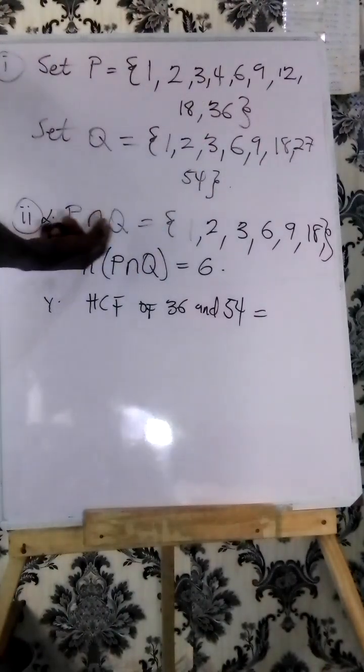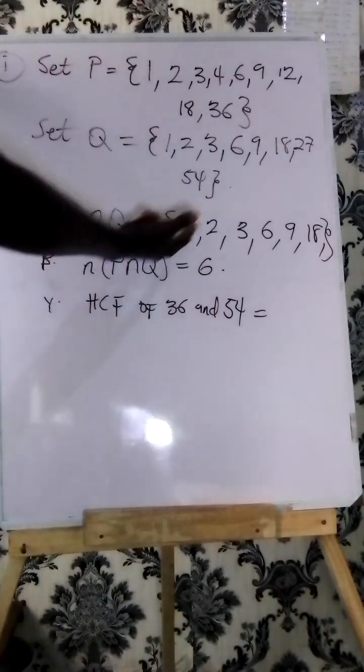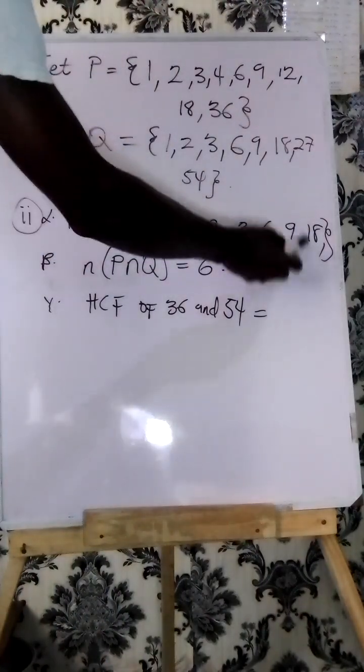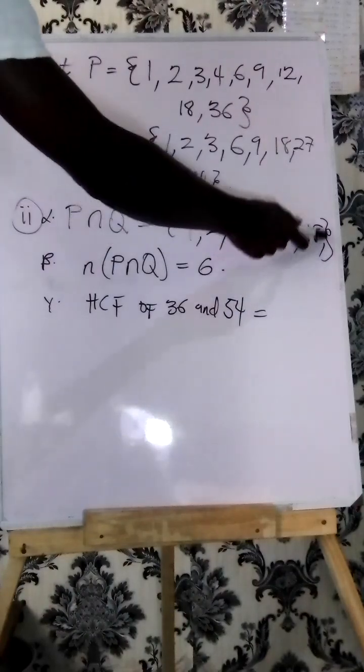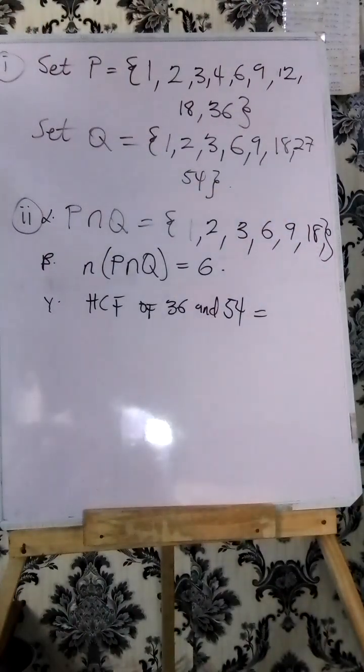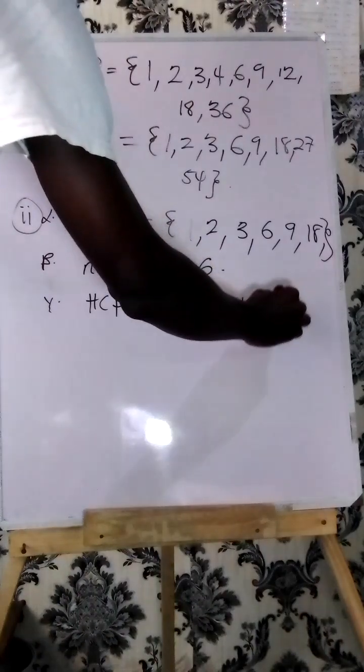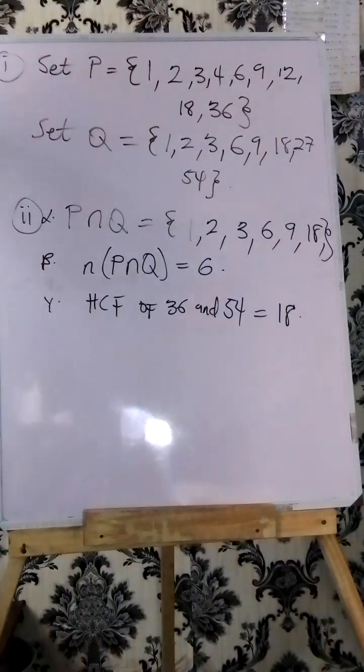Okay, so now let's use the P intersection Q. When we use the P intersection Q, the HCF here should be 18 because it's the highest factor, or the highest member over here. So our answer to gamma should be 18.